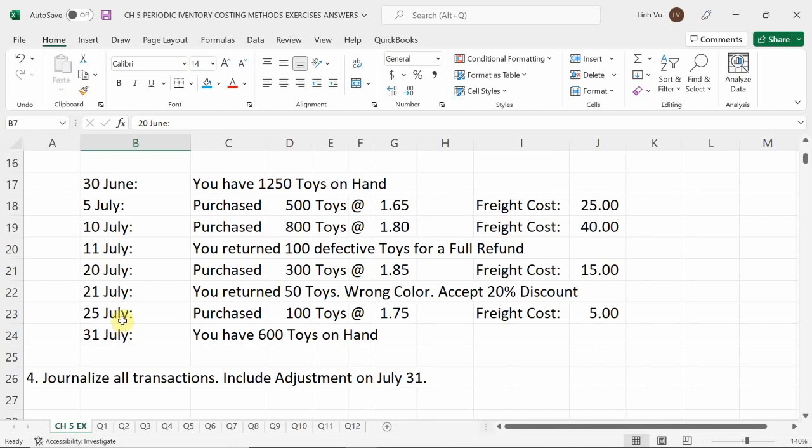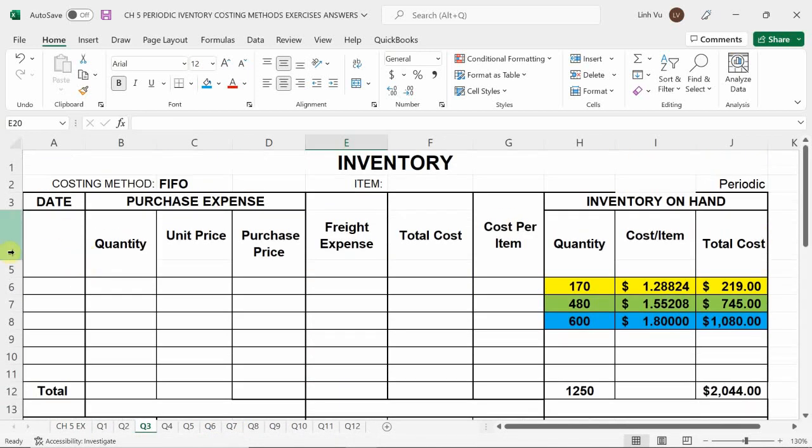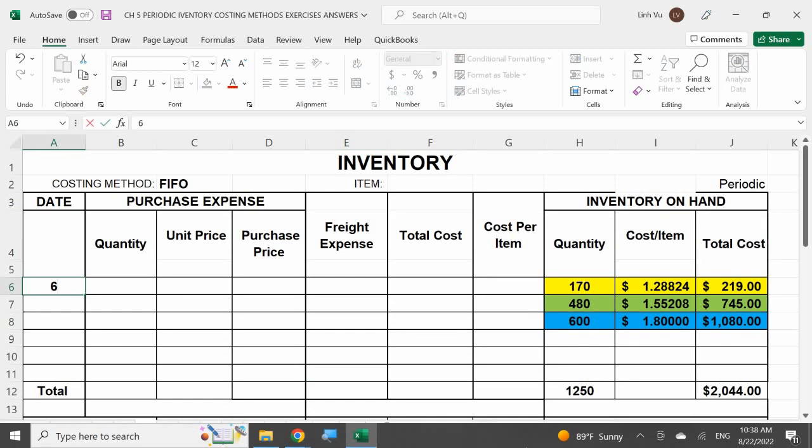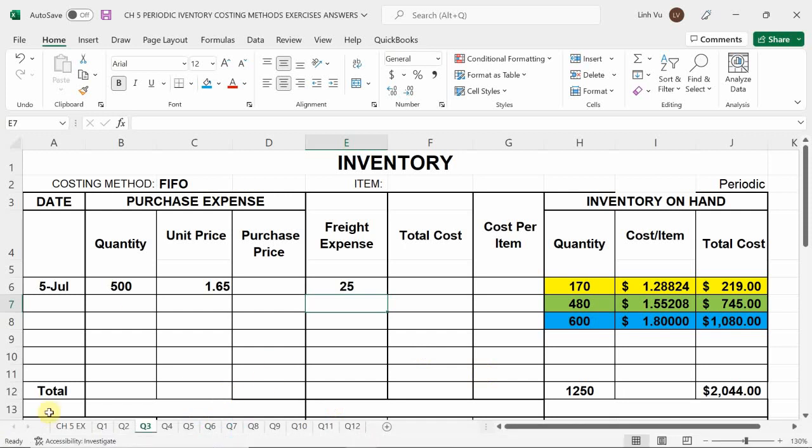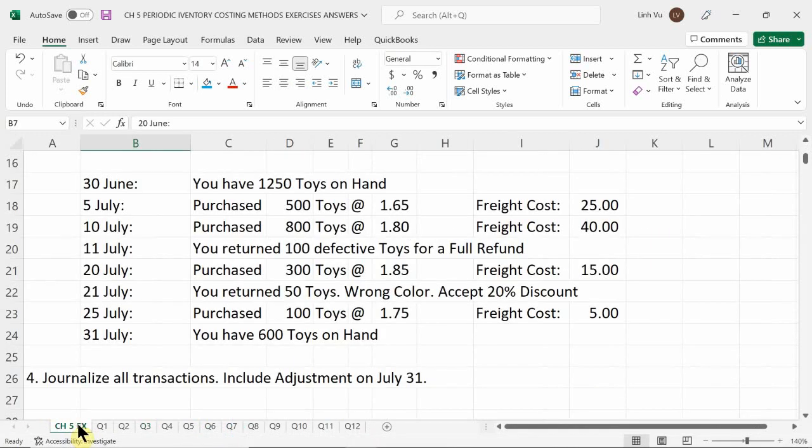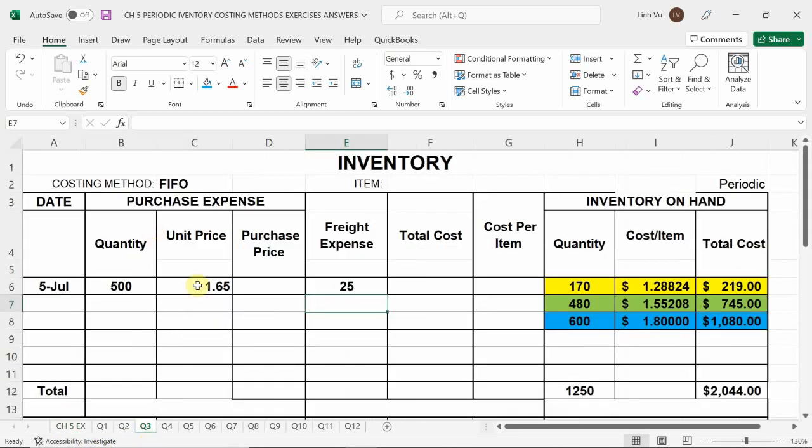Then on July 5th, you purchase an additional 500 toys at $1.65 with a freight of $25. So 500, 165, and 25. We're going to put this in my purchases. It's now July 5th for 500 units at $1.65 with a freight of 25. Let me double confirm. You purchase 500 units at $1.65 with a freight of 25. So what should my purchase price be?